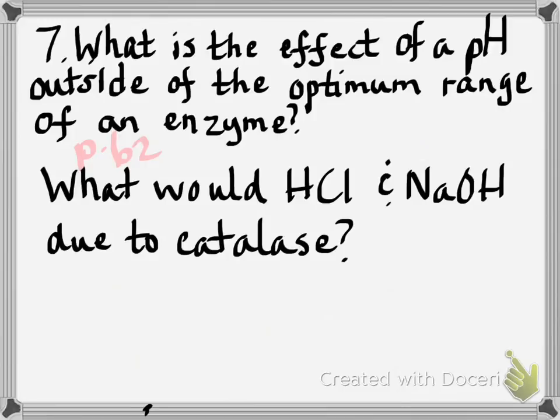Oh, number 6 is an omit. We did not do the activity for number 6, so it is an omit. Number 7. What is the effect of a pH outside the optimum range of an enzyme? Our data is on page 62.